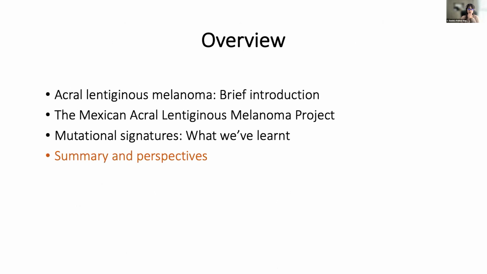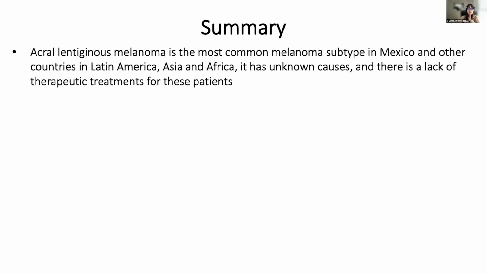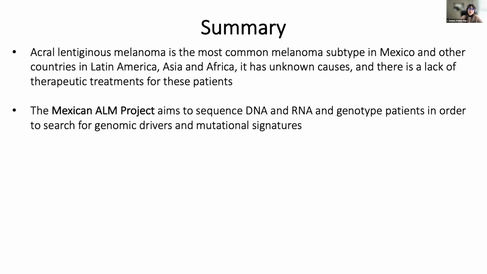Now, with this, I'd like to just give you a final slide of a summary and perspectives. So what I've told you today is that acral lentiginous melanoma is the most common melanoma subtype in Mexico and other countries in Latin America, in Asia and Africa, in some countries in this continent. Its causes are currently unknown, and at least for us in Latin America, there is a lack of therapeutic treatment for these patients. Our project, the Mexican ALM project, aims to sequence DNA and RNA and genotype these patients in order to search for genomic drivers and mutational signatures.